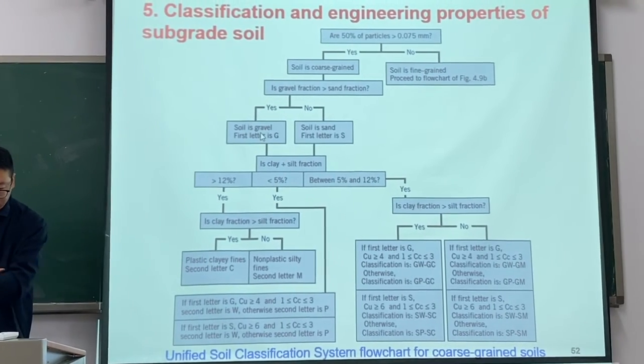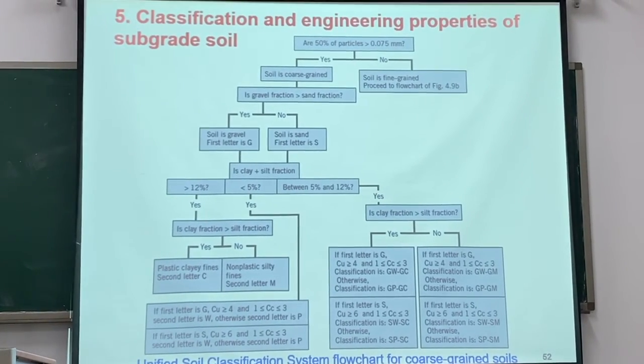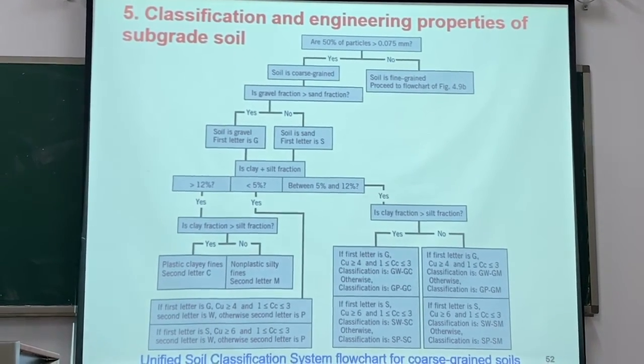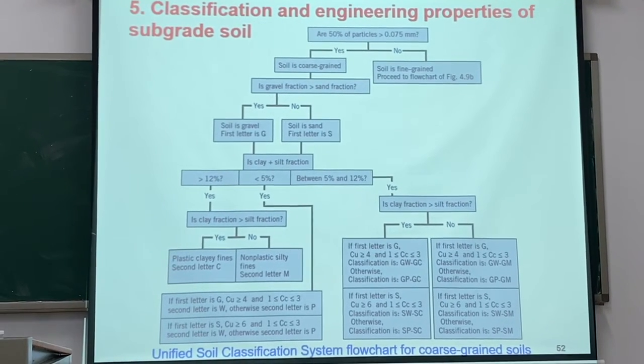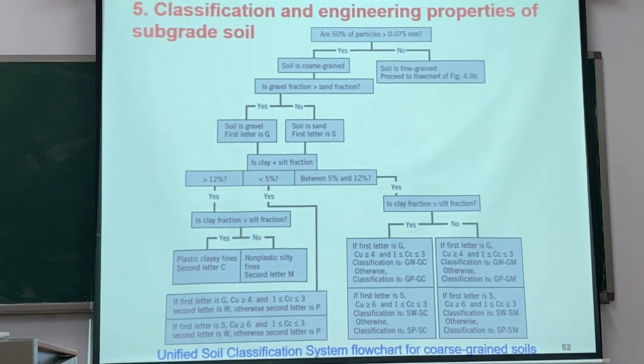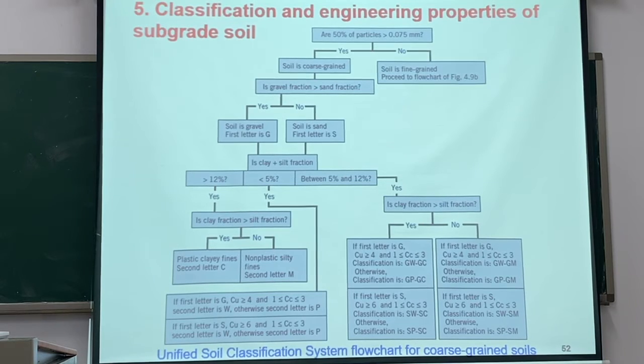Okay, this is the Unified Soil Classification System flow chart for coarse grain soils. We should look.